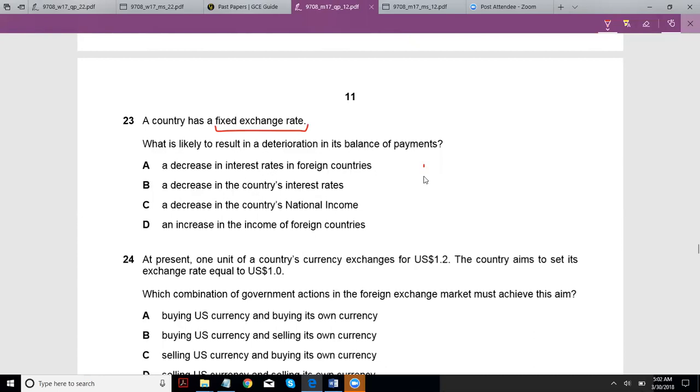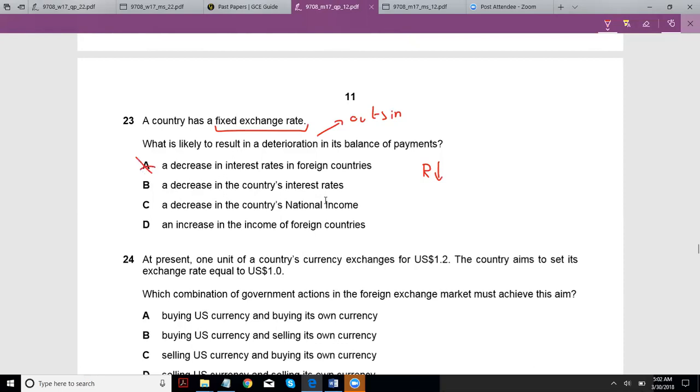If the interest rates in foreign countries decrease, then most likely hot money should flow out from those countries. So that really shouldn't deteriorate your balance of payments, because if the interest rate of other countries is decreasing, hot money might flow out of their country into your country. That means there's an inflow into yours, and for deterioration, we want outflows to be greater than inflows, because that's how you move towards the deficit. So it shouldn't be this.